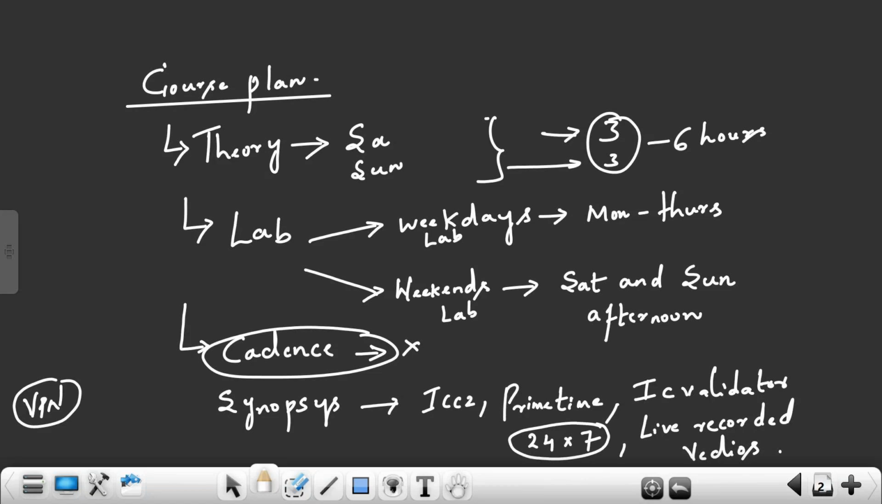Lab happens on weekdays as well as on weekends. Weekend lab is only for the candidates who cannot attend on weekdays. If you are working and cannot attend the lab on weekdays, you can attend on weekends, after the theory classes.